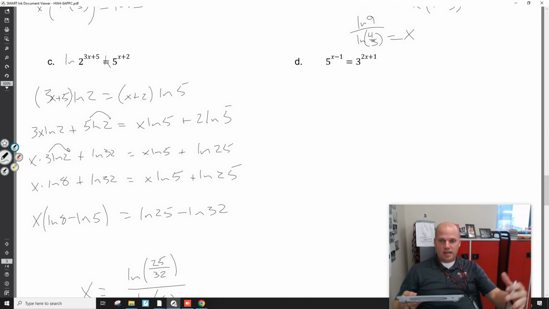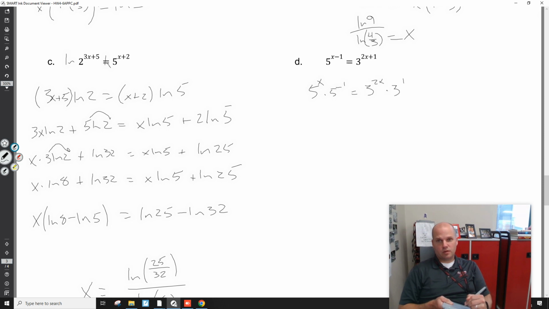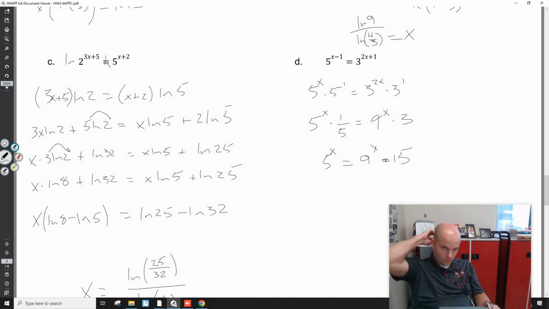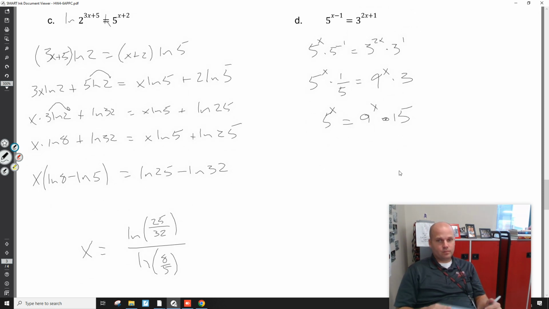I'm going to do this one with the simplification method first, where I write this as 5 to the x times 5 to the negative first. I'm going to write this as 3 to the 2x times 3 to the first. That's 5 to the x times 1 over 5, and 9 to the x times 3. I'm going to multiply by 5 on both sides to get 15. I got 3 times 5, I got 15. I think maybe this is my new way to go.